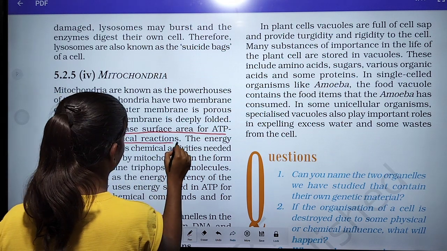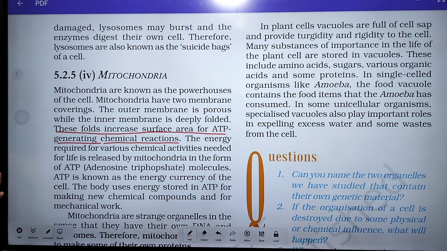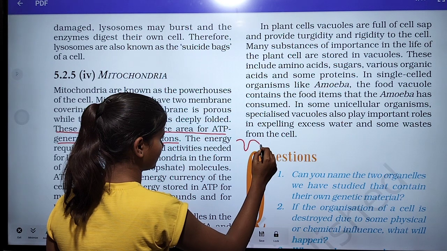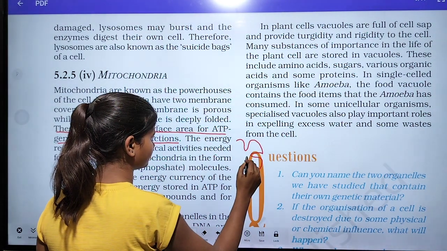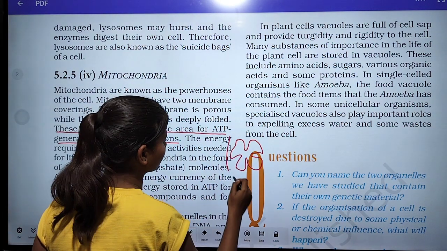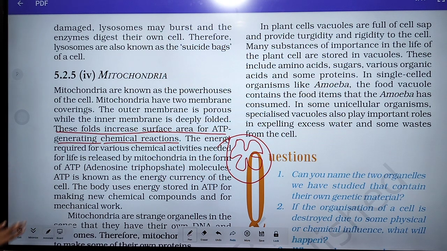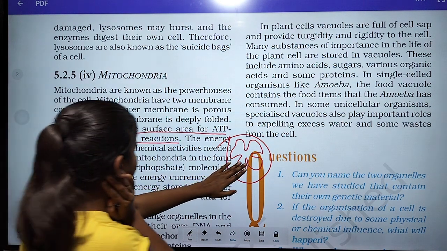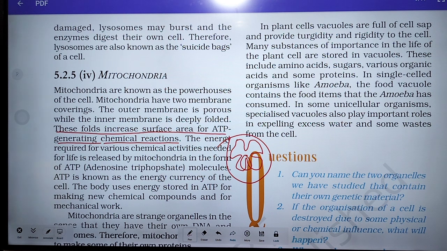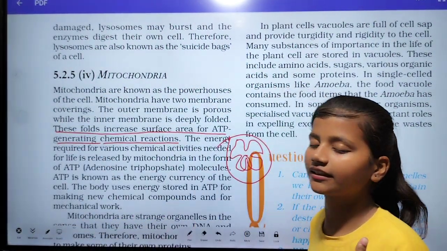And these folds, we know the inner membrane looks like this. This is the outer membrane of the mitochondria. These folds increase the surface area of ATP generating chemical reactions.